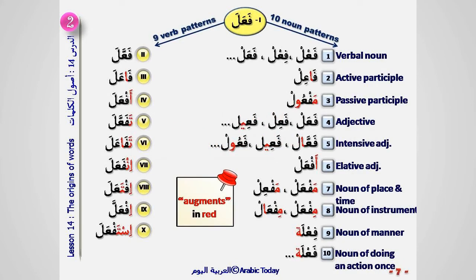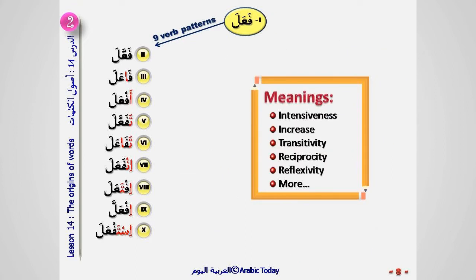From a given verb, we can derive 9 common forms of verbs and 10 forms of nouns. Notice the augments in red color and how they intercalate with the root letters in black. Let's begin with the verb patterns. Each verb pattern indicates a meaning associated with the general meaning of the root. These meanings include, among others, intensiveness, increase, transitivity, reciprocity, reflexivity.